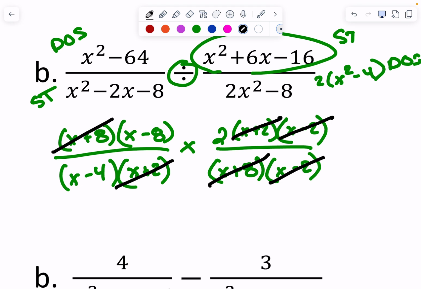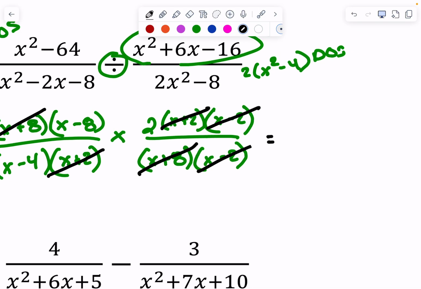Anything else I can cancel? No. Can I cancel this 8 and this 4? No, because they're trapped. So what do you have left on top? 2 times x minus 8. If you want to distribute it back through, you can. You don't have to, though. And then x minus 4 on the bottom. That's all.